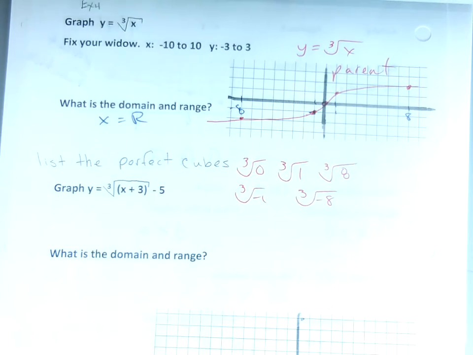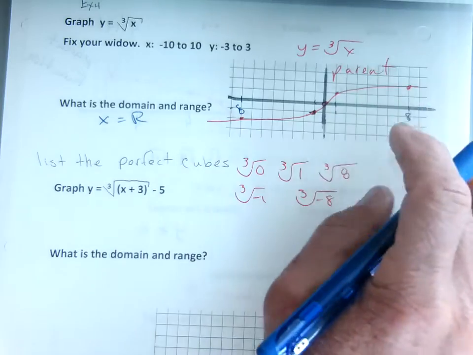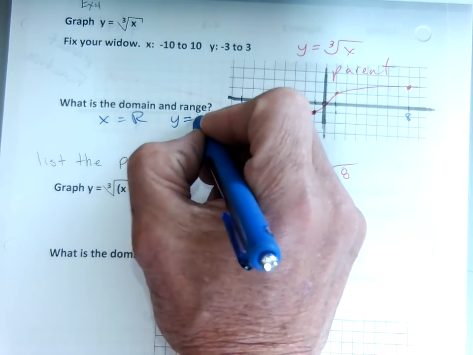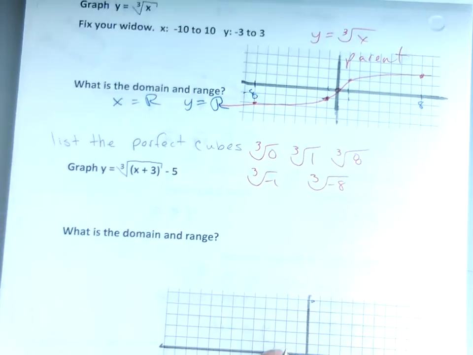And what's my range? All real numbers. It is, even though it's always going up. It is all real numbers. Good. All right.